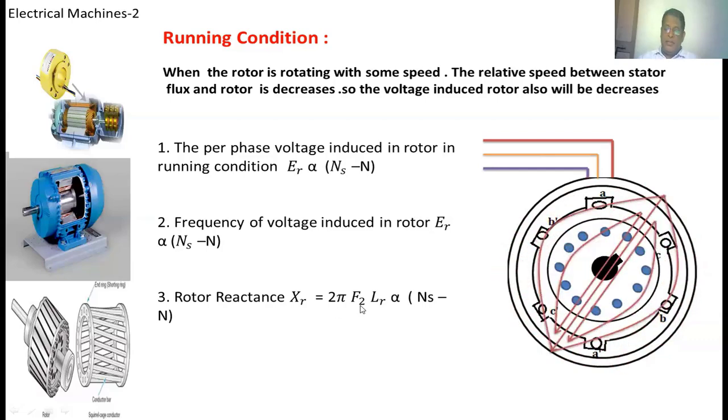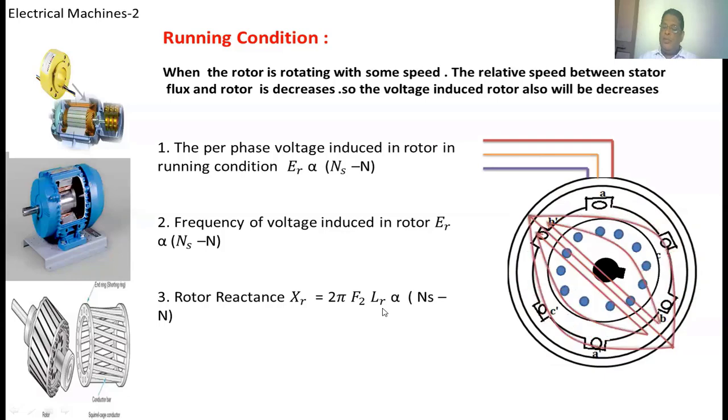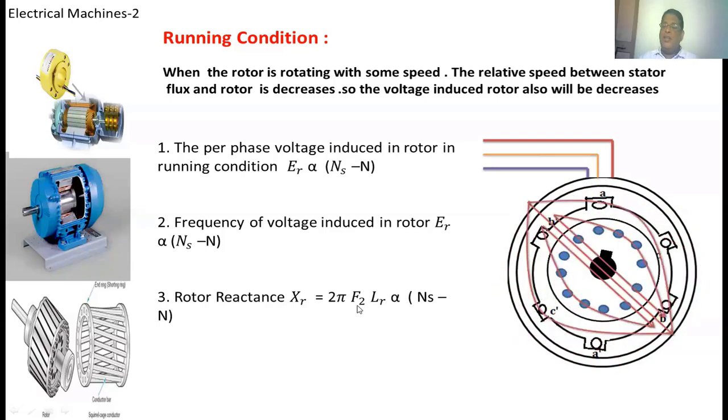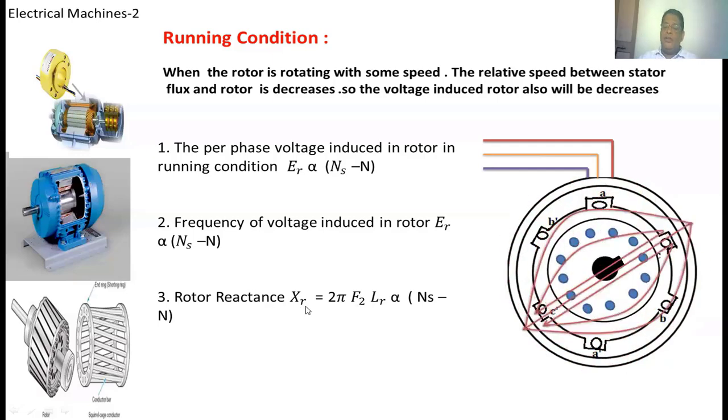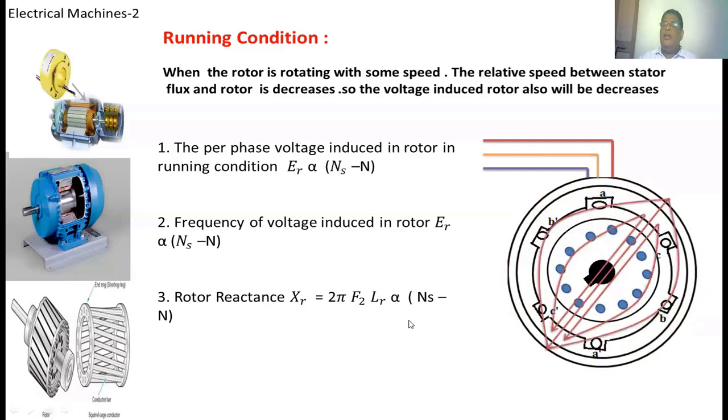Next, the third parameter is the rotor reactance in running condition, that we represent as XR, which is equal to 2 pi FR into LR. Already we know that FR is the frequency in running condition, which depends upon the relative speed. So the per phase rotor reactance is also directly proportional to the relative speed.